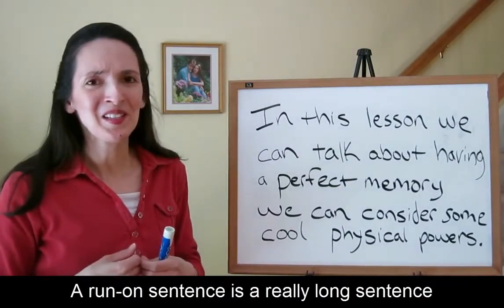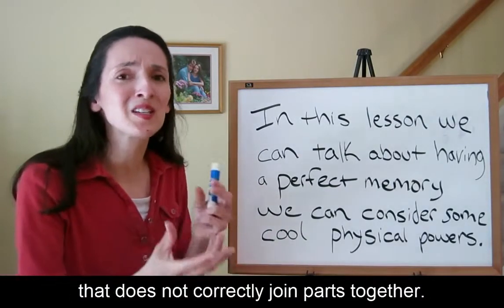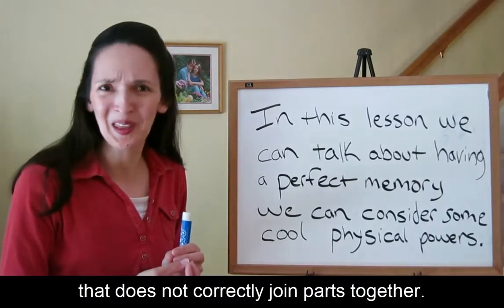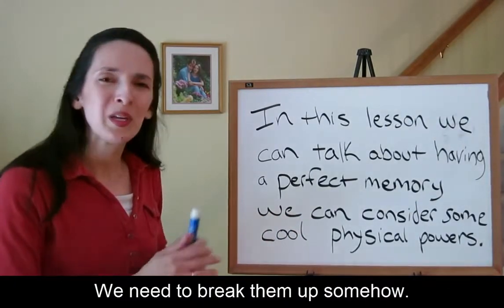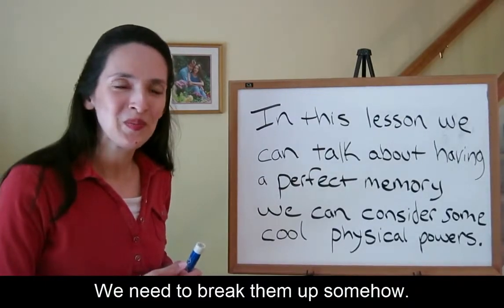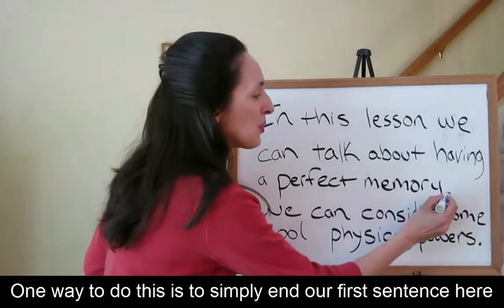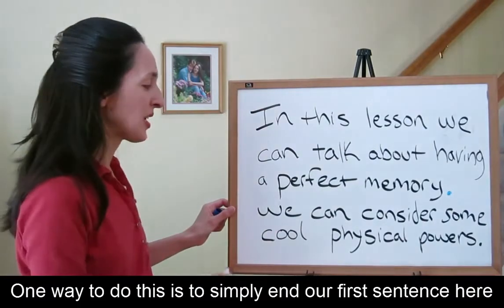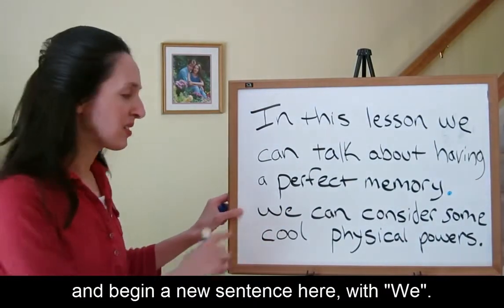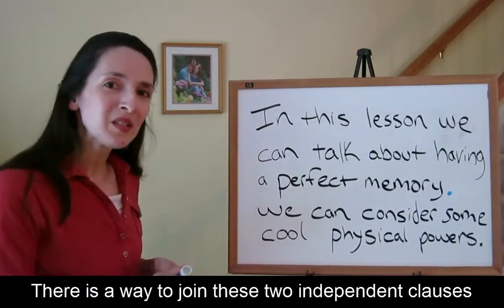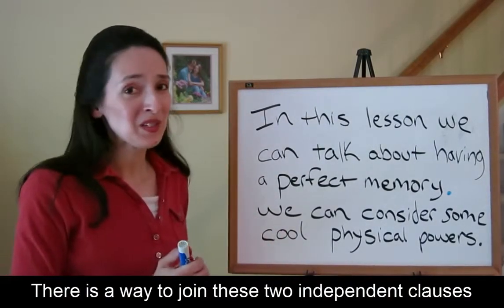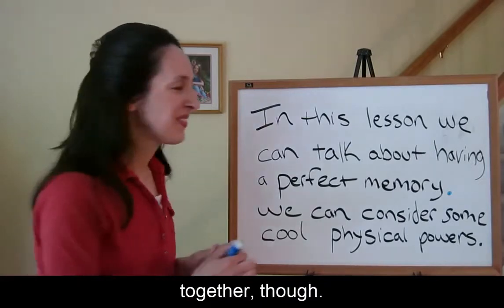A run-on sentence is a really long sentence that does not correctly join parts together. We have two independent clauses. We need to break them up somehow. One way to do this is to simply end our first sentence here and begin a new sentence here with we. There is a way to join these two independent clauses together, though.